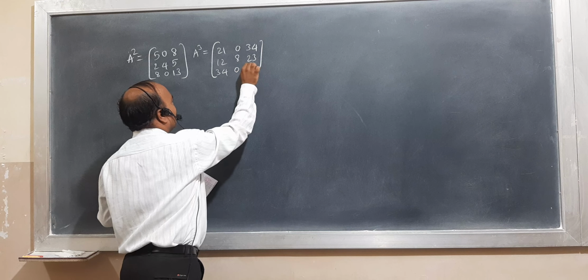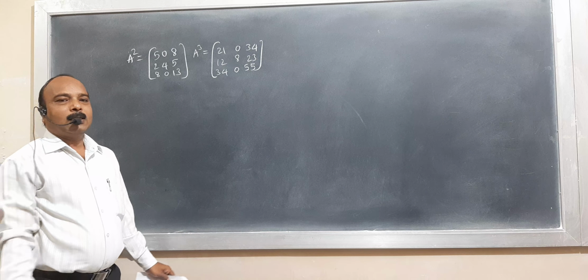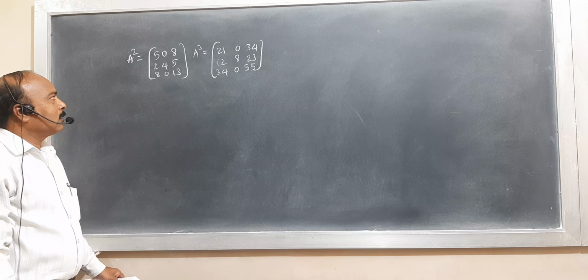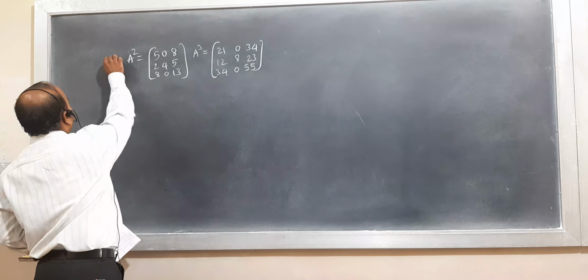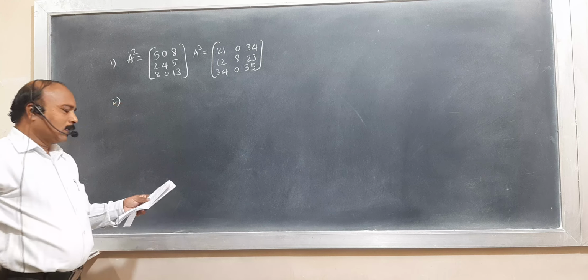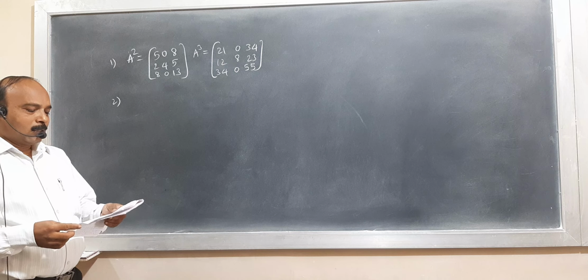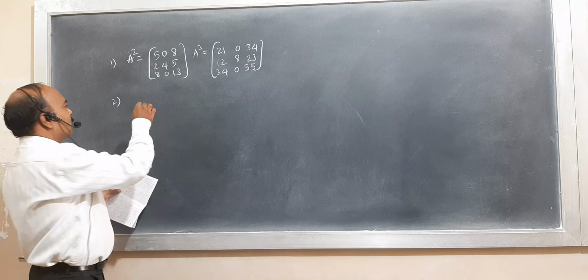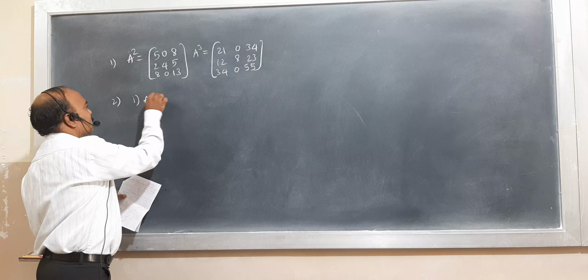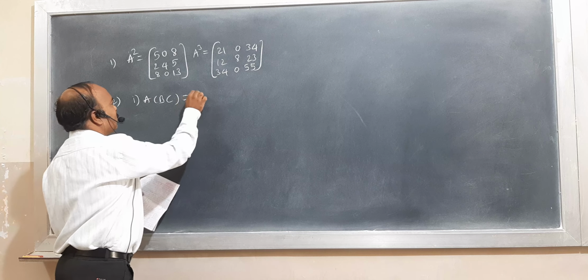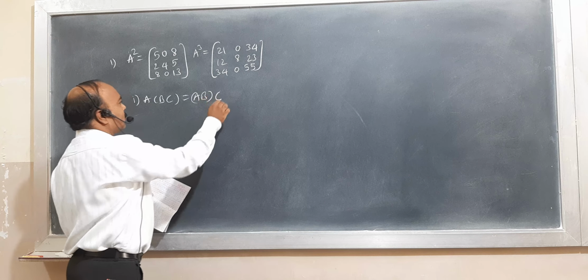If these two values are correct, then you get LHS equal to RHS. On the right hand side you get the null matrix. This is for the first question. For the second question you were given two results. First one: A into BC equal to AB into C.